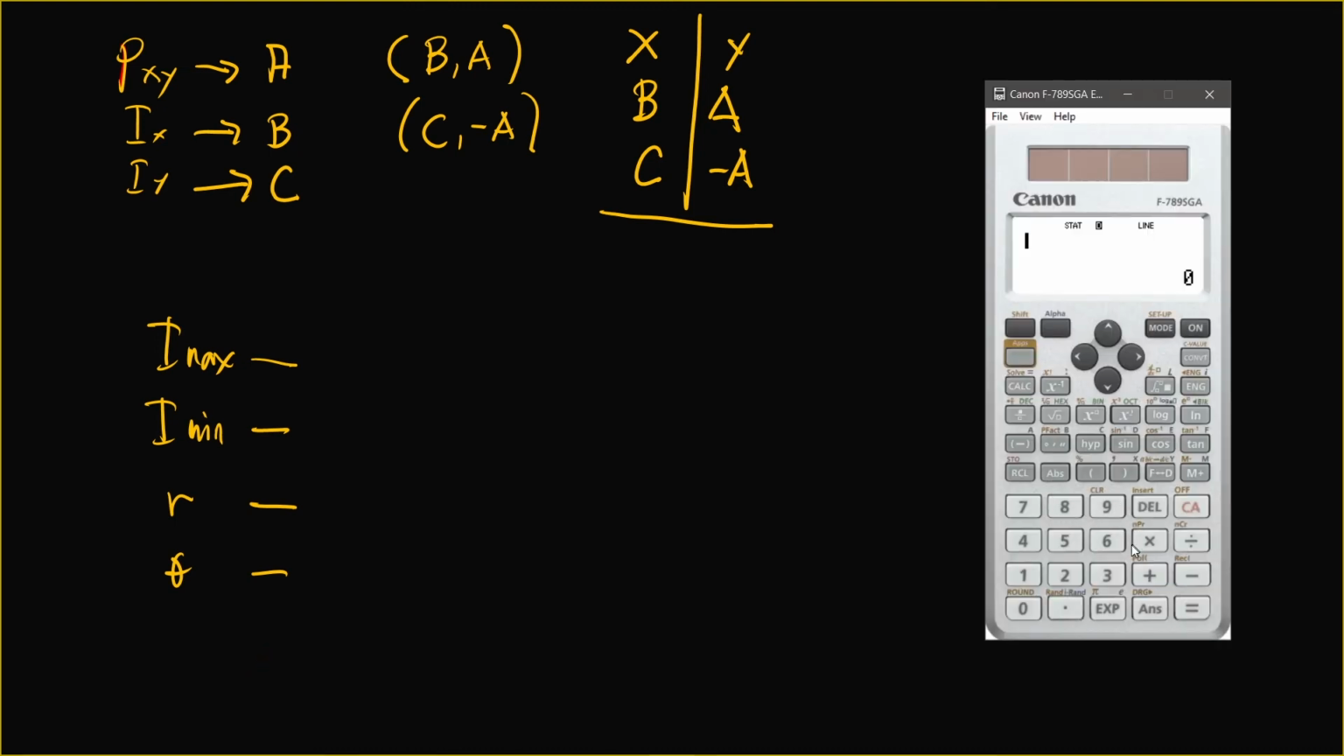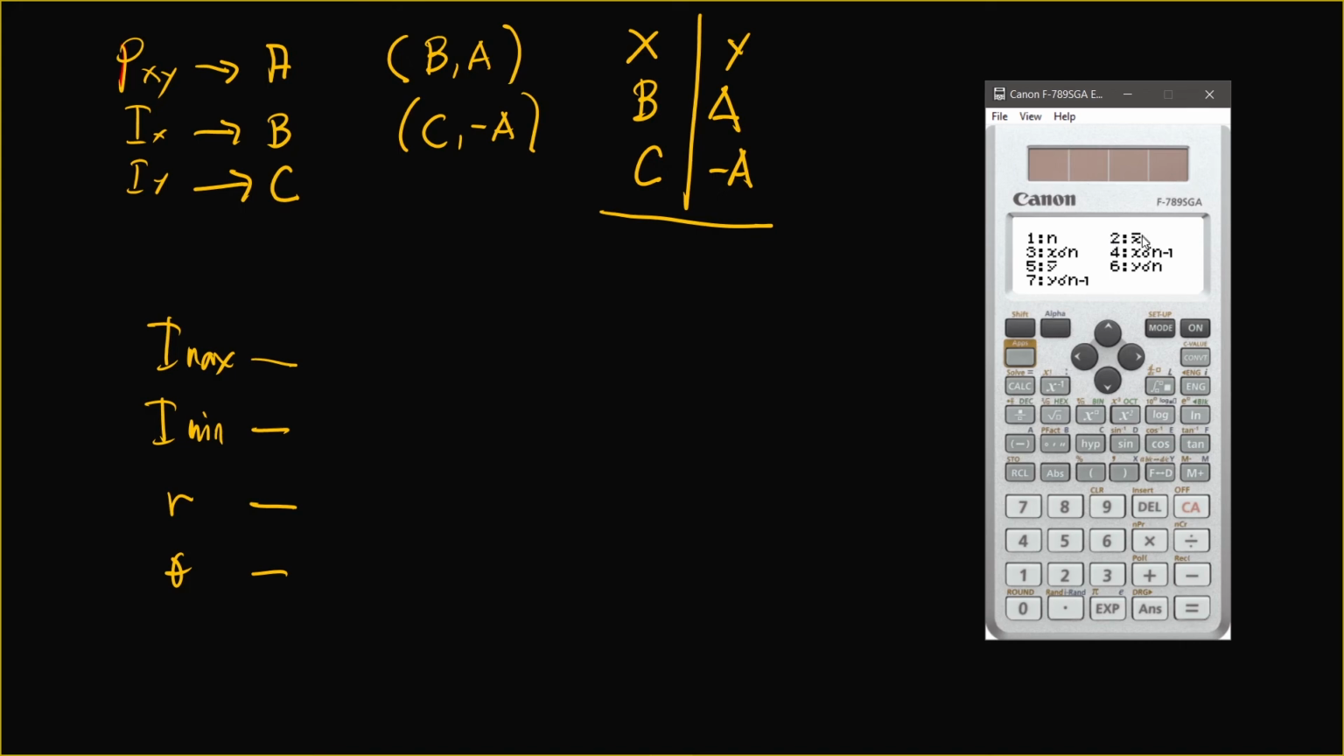Okay, I max. To determine it, we just get R and theta, polar. Can you see my calculator? Any question? Standard deviation of X, standard deviation of Y, then close parenthesis. You press equal. That gets stored in X and Y. Then I get the I max and I min.